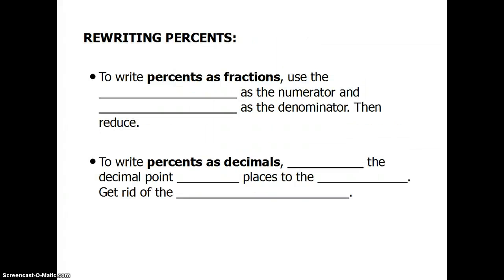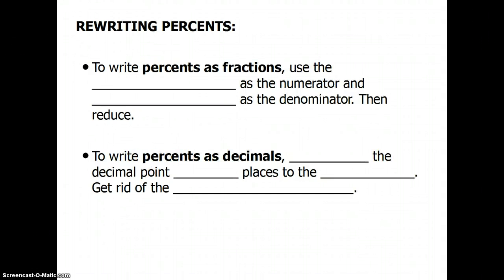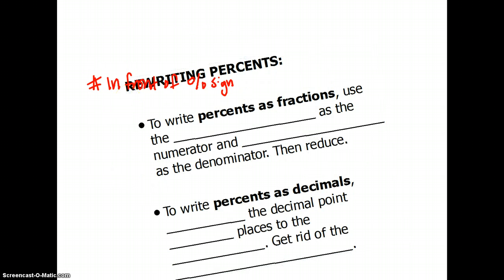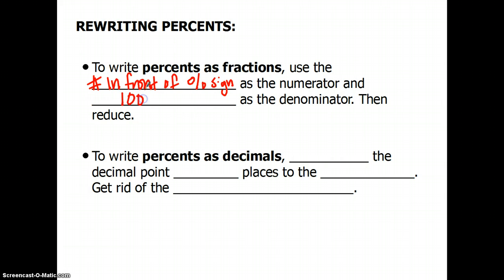Let's get started. So the first one says to rewrite percents as fractions, use the blank as the numerator and the blank as the denominator. Okay? So if you remember, we use the number in front of the percent sign as the numerator and 100 as the denominator. Then we simplify, cross out, reduce, and write simplify. You know I hate that word.